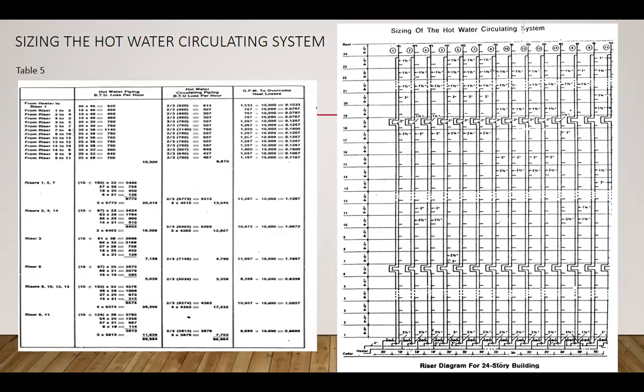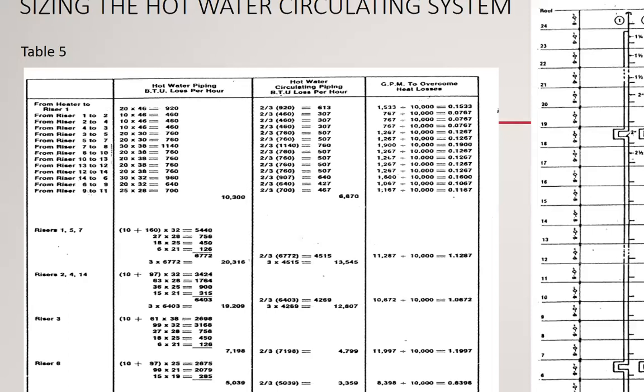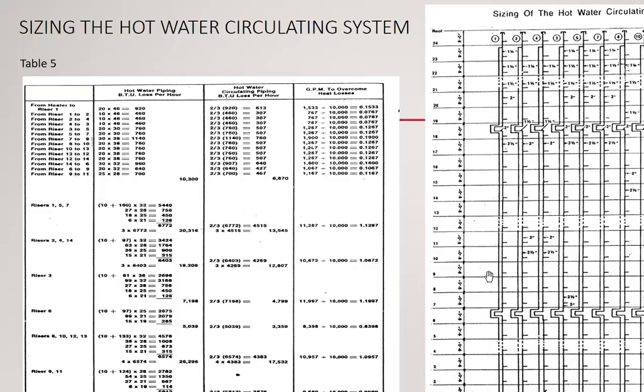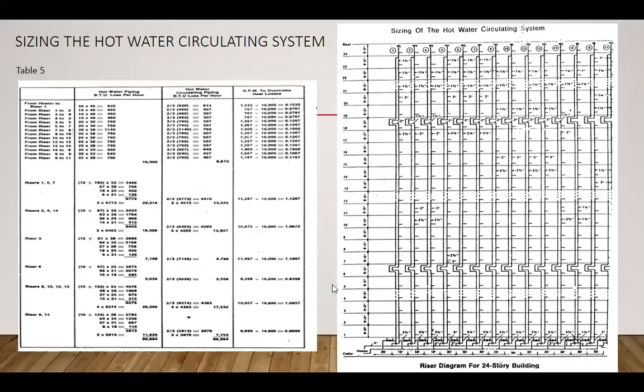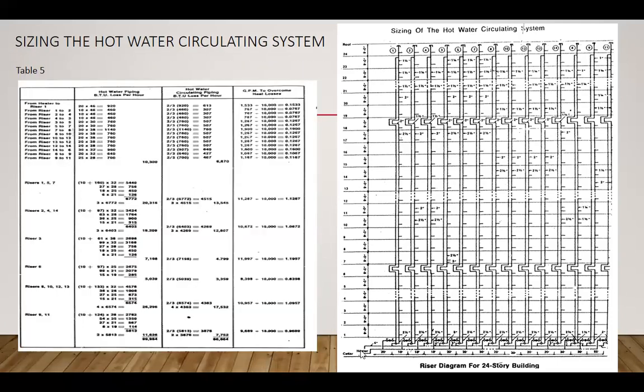So this is the riser. Now, hot water piping, Table 5. From the heater to riser 1, we use Table 4. The first pipe is 4 inches from the heater to riser 1. This distance is 20 feet, so 20 feet times 46.